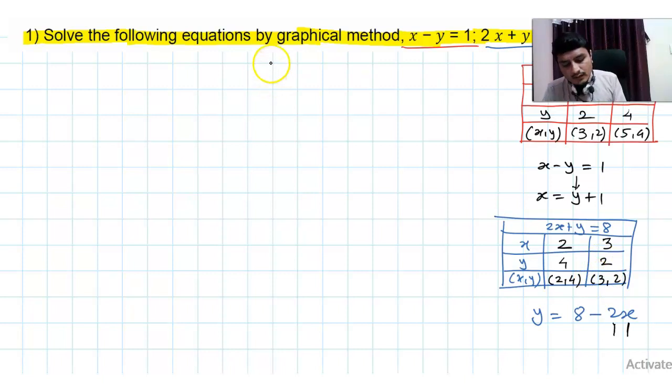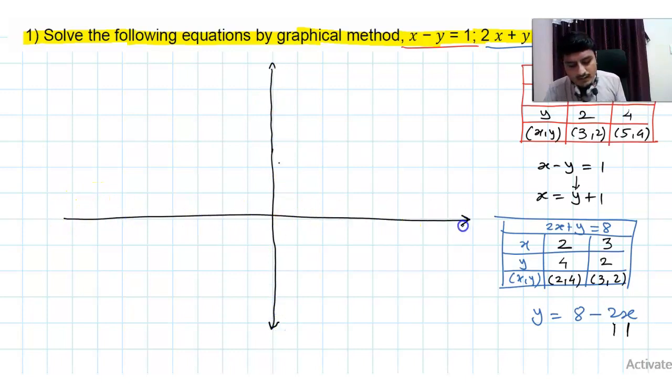So let's draw the coordinate system over here. The vertical axis is called the y-axis. The horizontal axis is called the x-axis. So we have x and x dash, y and y dash. Both axes are perpendicular. The point of intersection is the origin. You might use a scale and pencil to construct the graph of the given equations. Let us use graph paper for it.